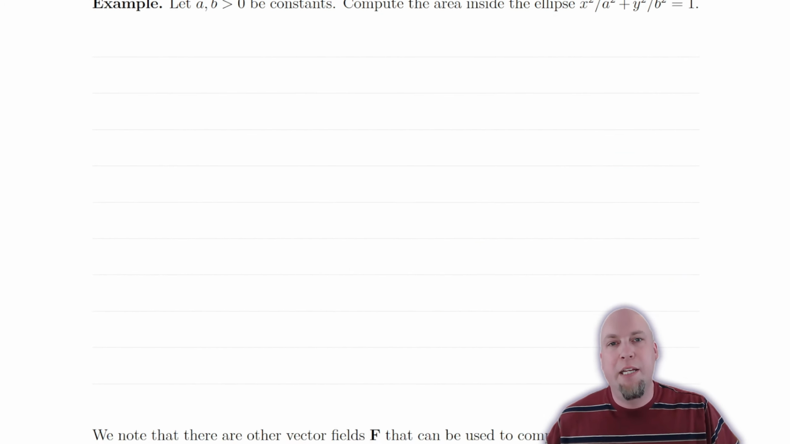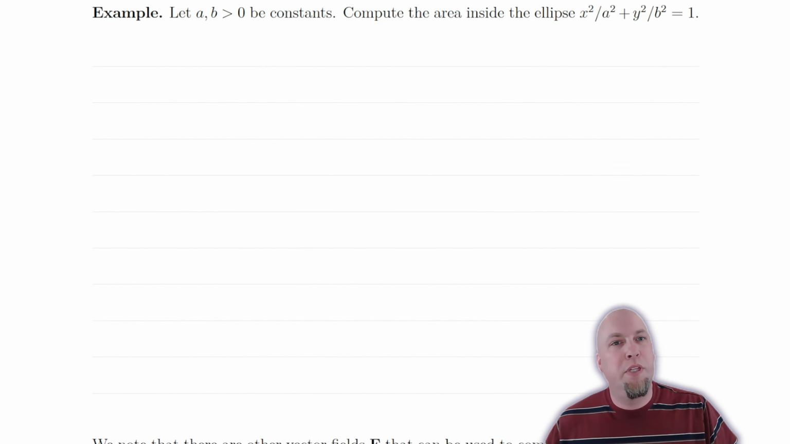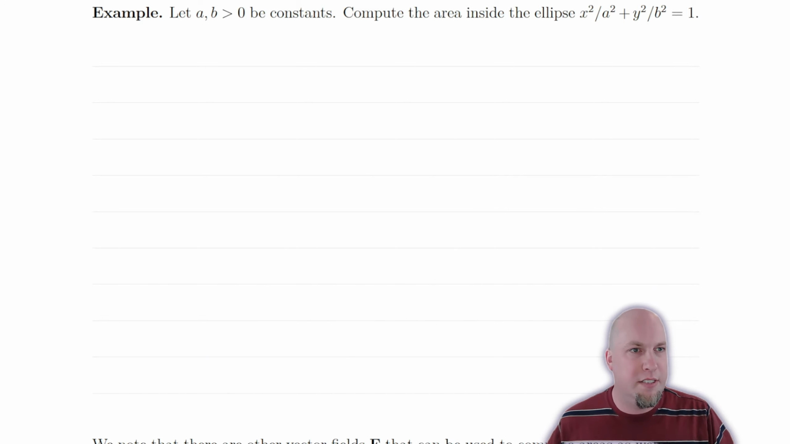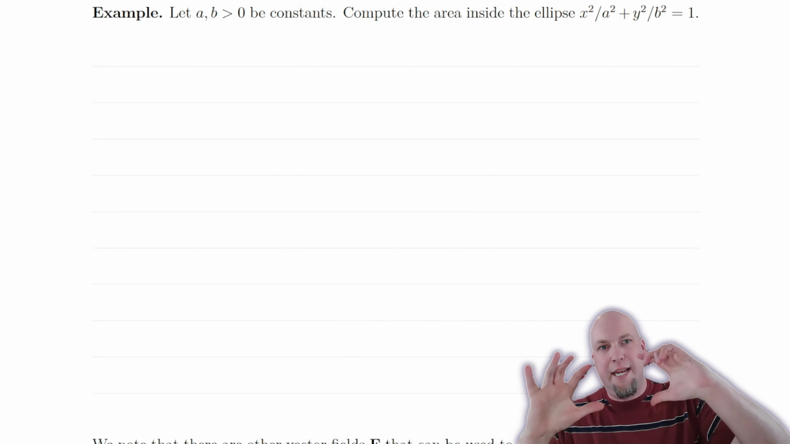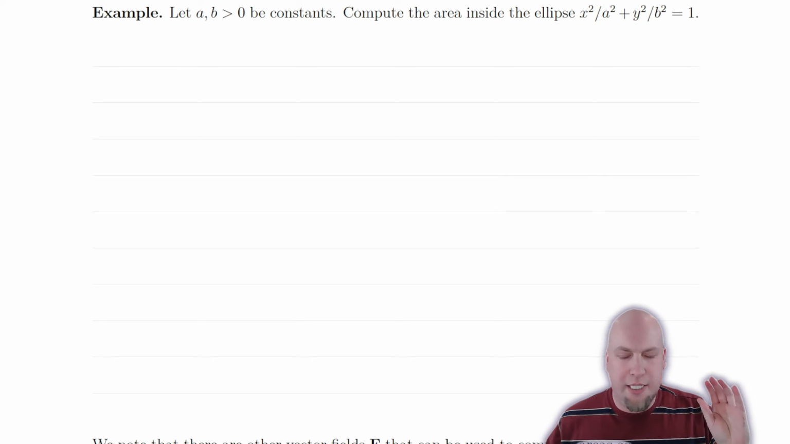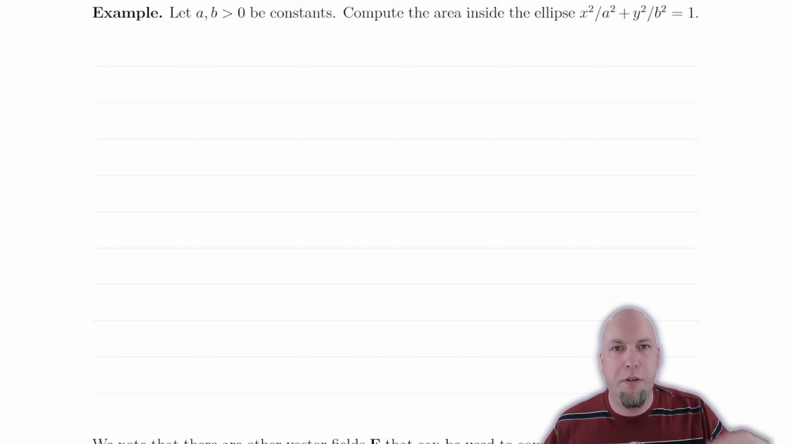Let's suppose that we want to compute the area inside of the ellipse x squared divided by a squared plus y squared divided by b squared equals 1, where a and b are fixed constants. They're fixed ahead of time. So this is an ellipse. We could compute this area via a double integral. It's a little bit messy, but you could do it. It turns out that it works out dead simple, though, if you use this vector line integral approach, this Green's theorem approach.